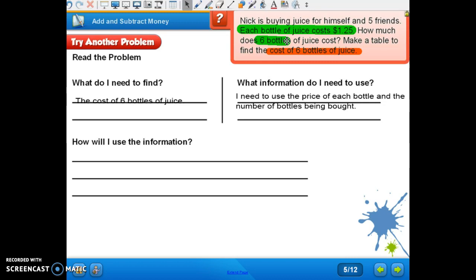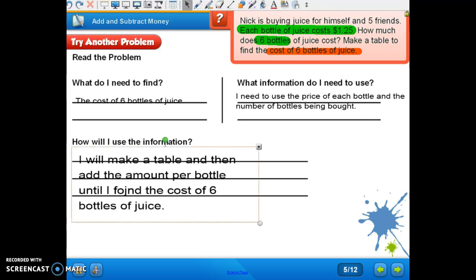Now, how will I use that information? Remember, our strategy today is to make a table. What are we going to do with the amount per bottle? Add it or subtract it? We're going to add it. How many times? 6 times. So I will make a table and then add the amount per bottle until I find the cost of 6 bottles of juice.